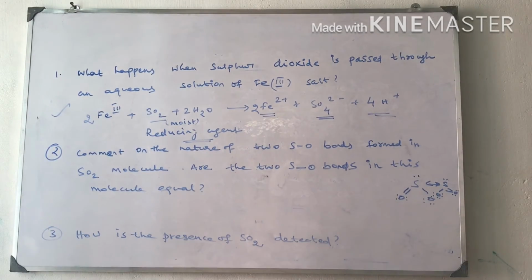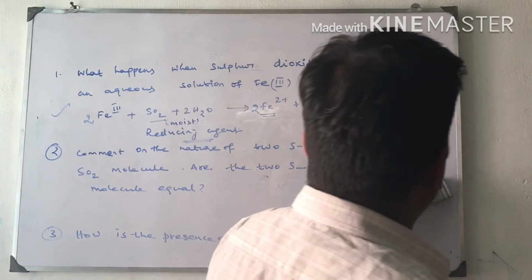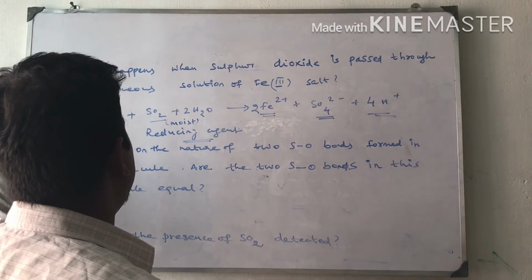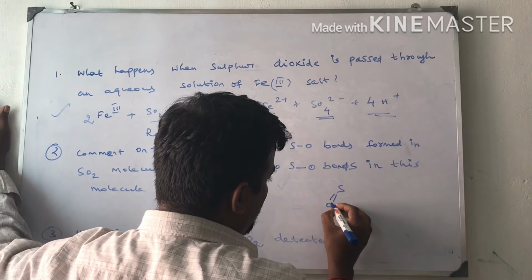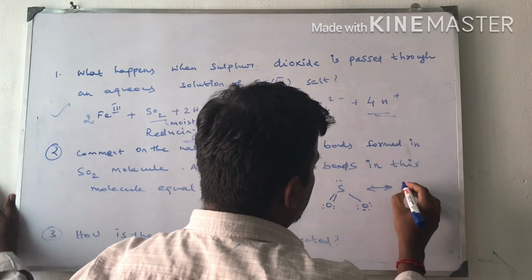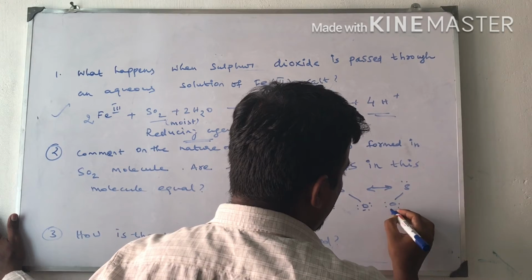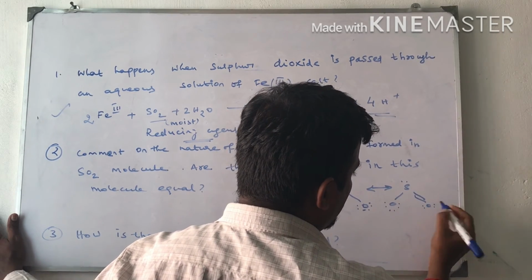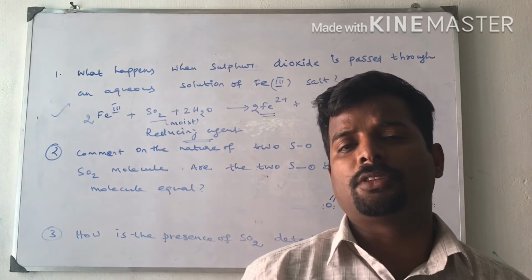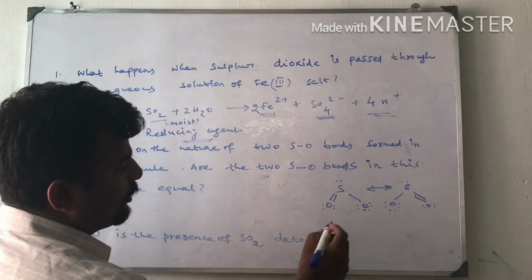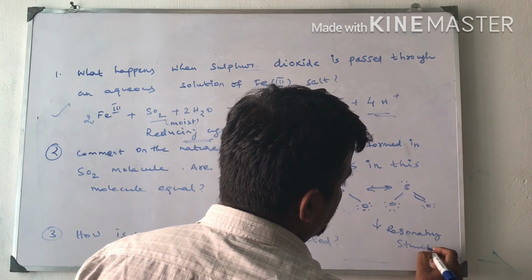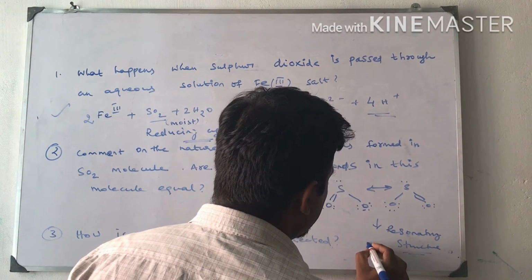Next question, comment on the nature of the sulfur-oxygen bond in the sulfur dioxide molecule. See the structure, S double bond O, single bond, like this. The resonance canonical structure is this one. So this is the structure of sulfur dioxide. The two oxygens form covalent bonds with sulfur and have equal bond length because they form resonating structures. So finally it will have an equal structure like this.